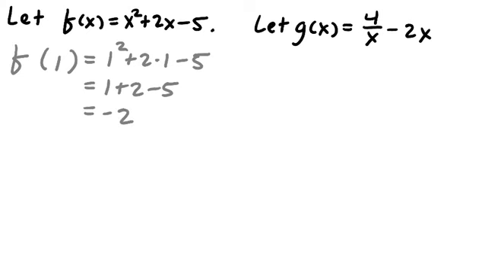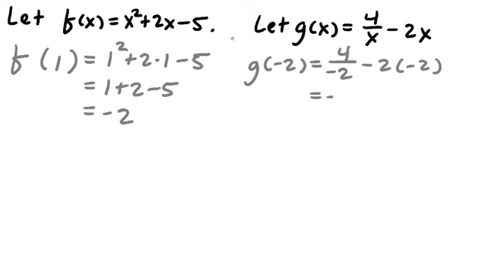Now, something like g of negative 2 is going to be 4 divided by negative 2, minus 2 times negative 2. So this is negative 2 plus 4, which is positive 2. But I know y'all already know how to do that. What we're going to talk more about today is composition of two functions.